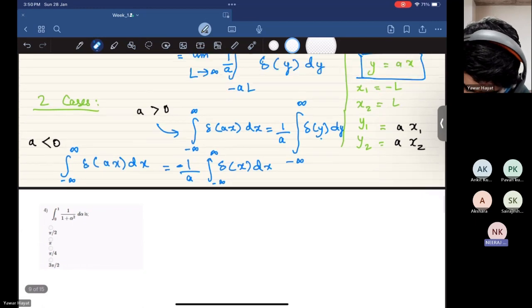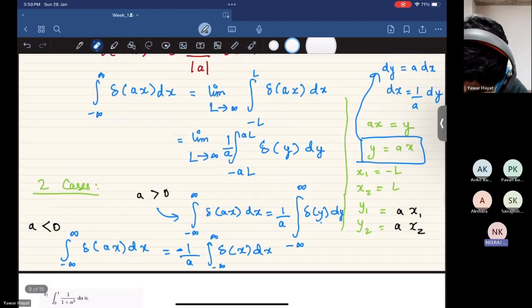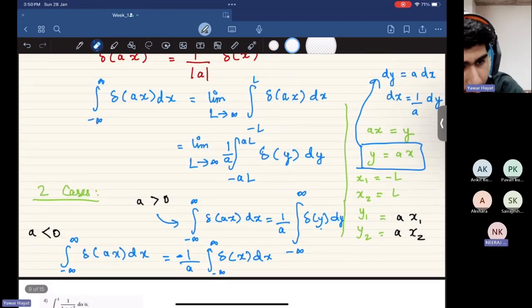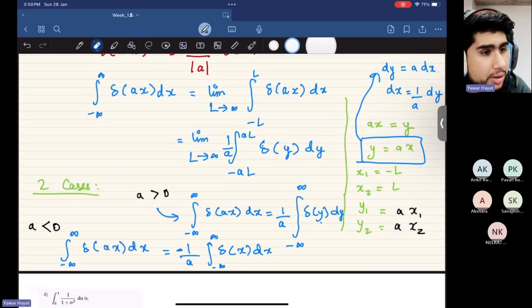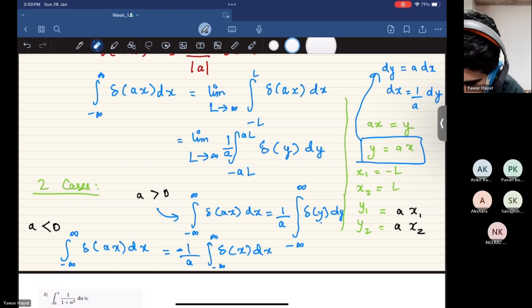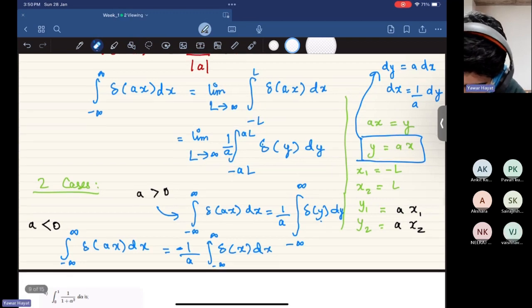Sir, in the last line, when you change the variable from y to x, should I explain that step? Sir, when you change the variable, there will be a factor of a coming in. Okay, let me, okay, wait, I need to admit. I'll add a page to explain that.